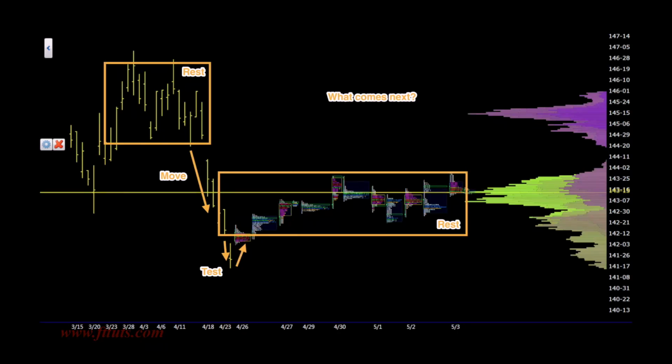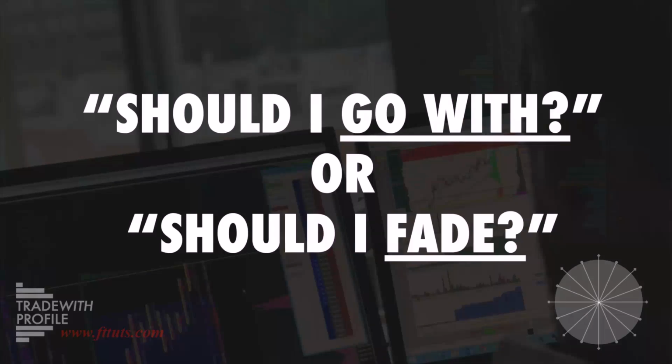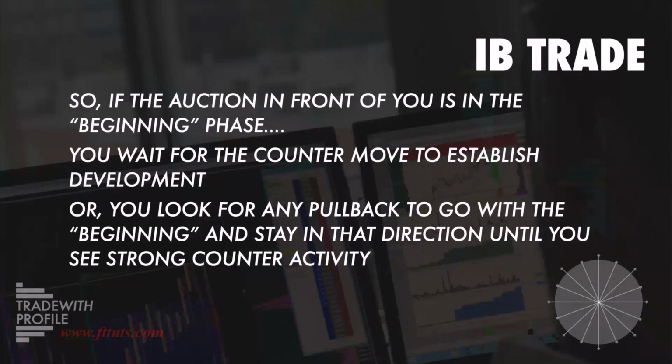Now, when it comes to applying our IB trades to this, whether it's our extension fade or IB go with, remember our questions are, should I go with it or should I fade it? In any auction, should I go with it or should I fade it? Well, if the auction in front of you in a shorter, intraday time frame is in the beginning phase, I'm going to look to go with that. Or I'm going to wait for the counter move to establish development. So if I want to fade it, I'm going to wait for the counter move. If I want to go with it, I'm looking for any pullback that I can get to go with that and stay with that until I see strong counter activity.